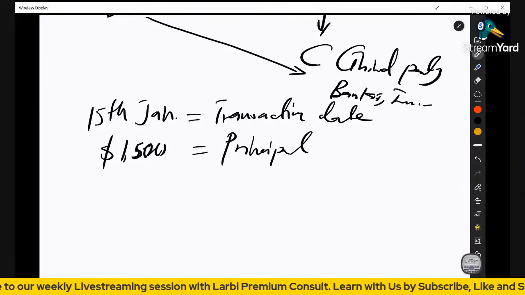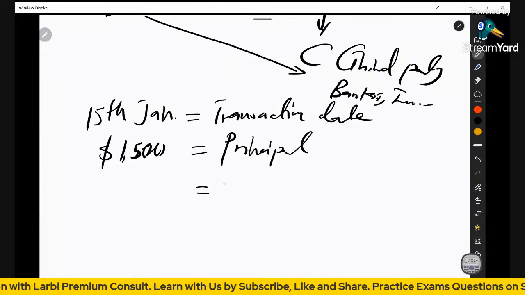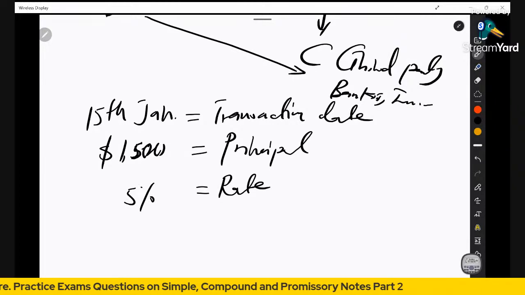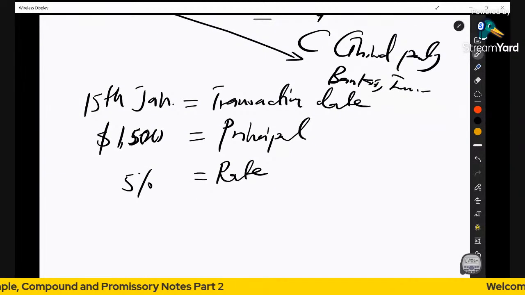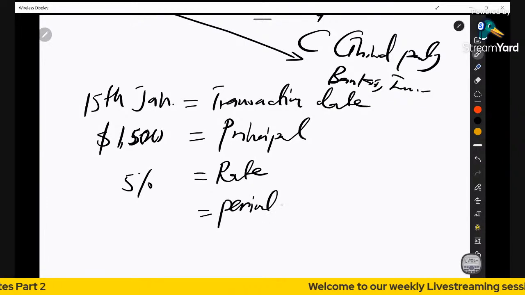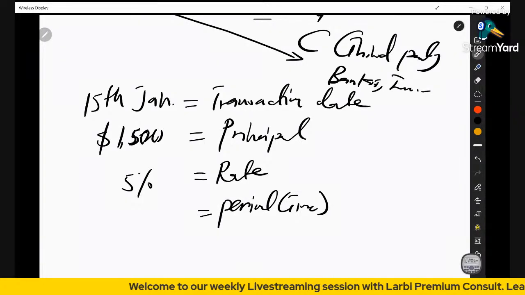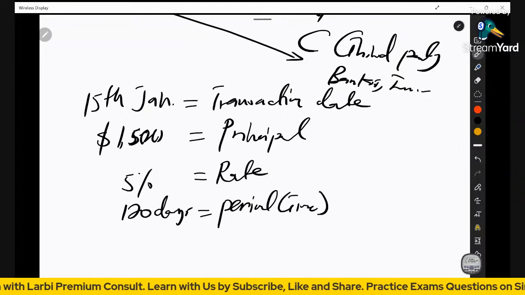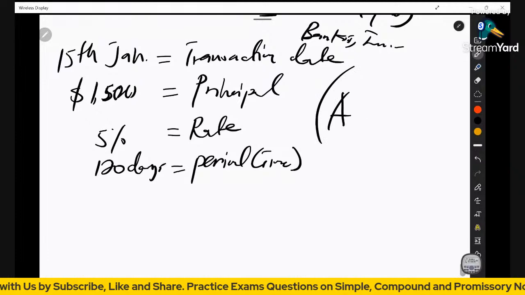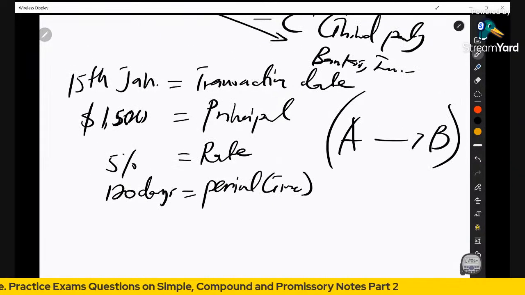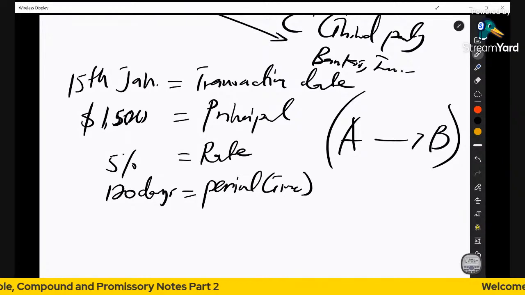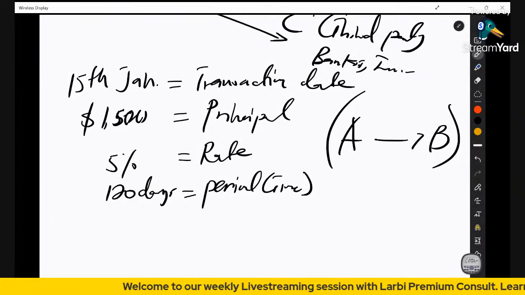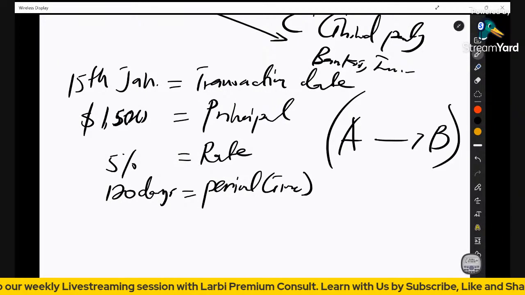And then they are saying that the interest bearing note has a per annum rate of, let's say, 5%. And this was supposed to be paid within a time duration of, let's say, 120 days. This transaction is between A and B. It is A who wrote this note and then sent it to party B. So we have 15 January as the transaction date, the principal here is 1,500, the rate is 5%, and the period for which you are supposed to make the payment to the due date is 120 days.